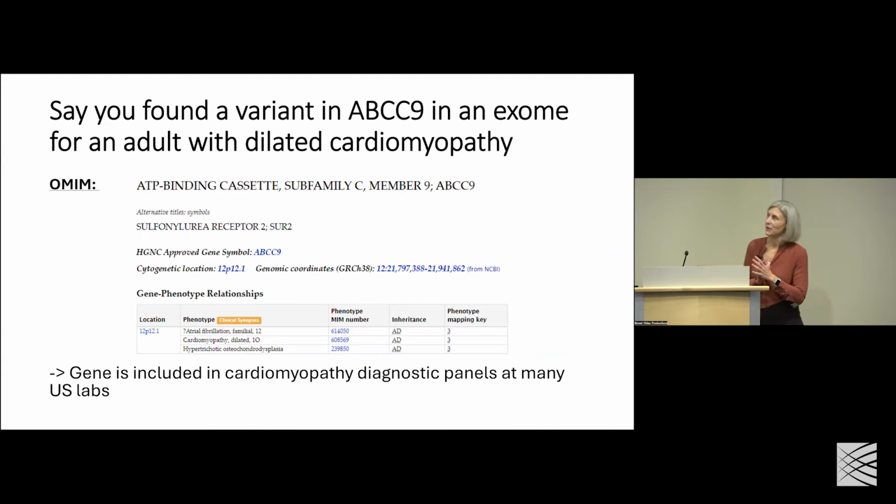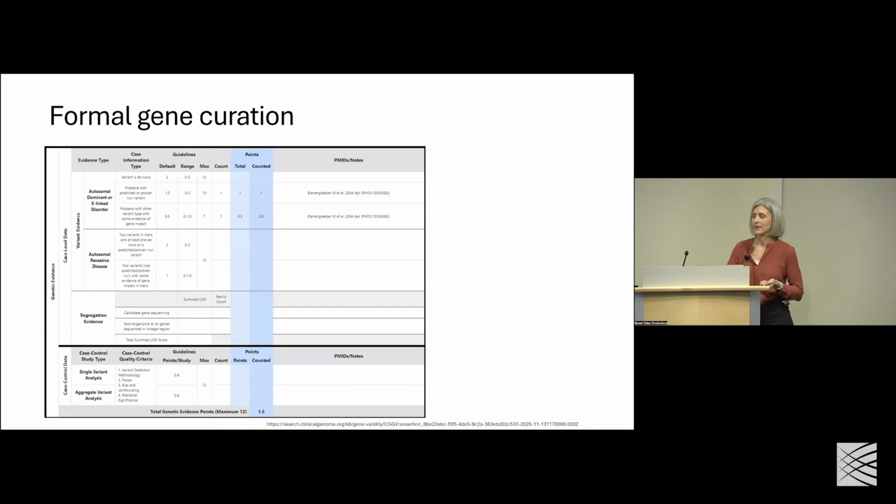All right, so we're doing an exome sequence. We're analyzing it for an adult with dilated cardiomyopathy, trying to find an answer for this patient. Say you found a variant in the ABCC9 gene, right? You may initially go to OMIM and see, well, what is the role of this gene in disease? And you might be very encouraged to see, oh, look, there's a line for dominant dilated cardiomyopathy. Maybe this is very important for my patient. You might also do a little Googling and see that this gene is included on some diagnostic panels for dilated cardiomyopathy.